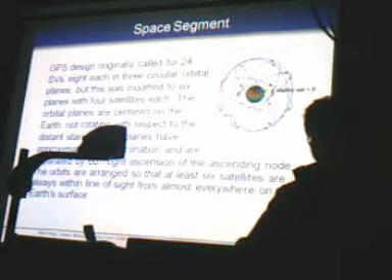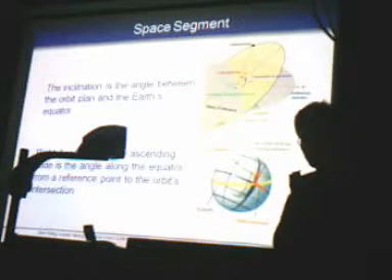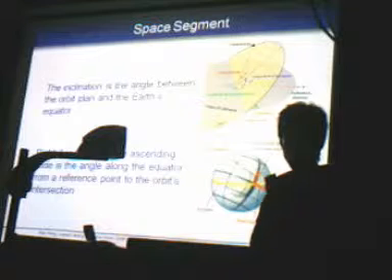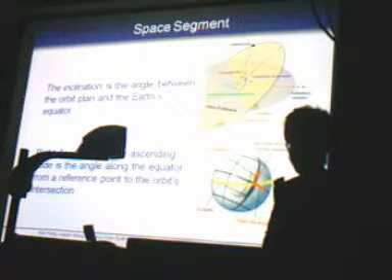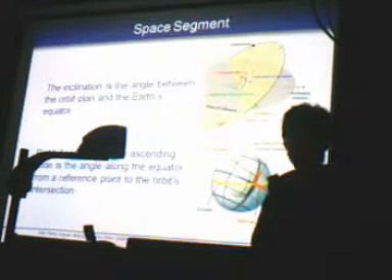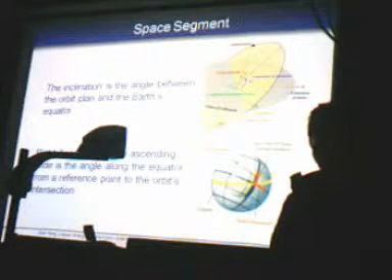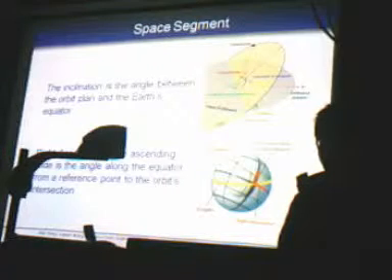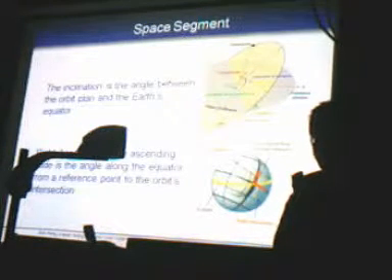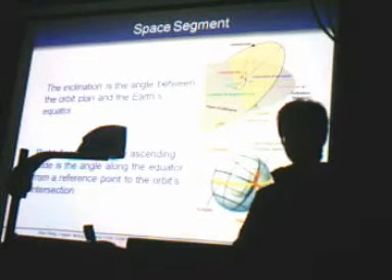the Earth's surface. Here, I think I'm going to need to explain what the inclination is and what the right ascension of the ascending node is. The inclination is the angle between the orbit plane and the Earth's equator, and the right ascension of the ascending node is the angle along the equator from the reference point to the orbit's intersection.